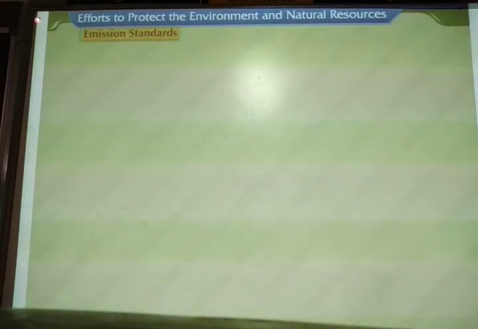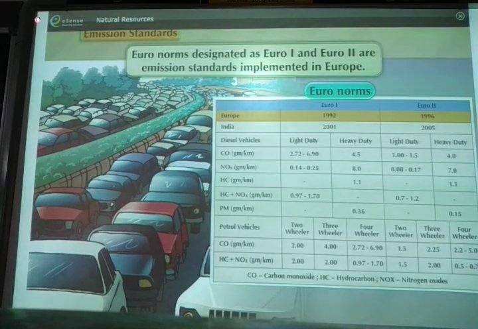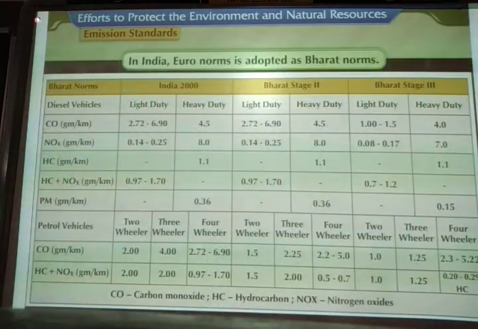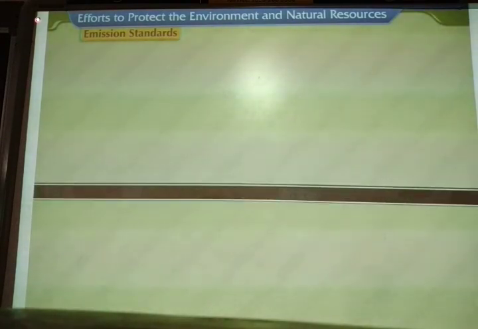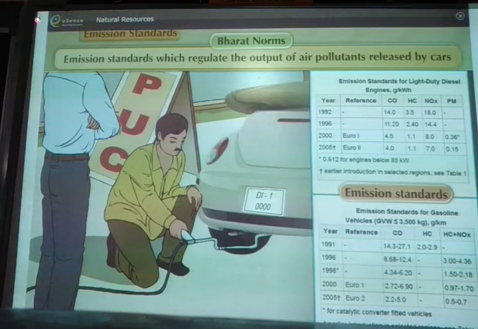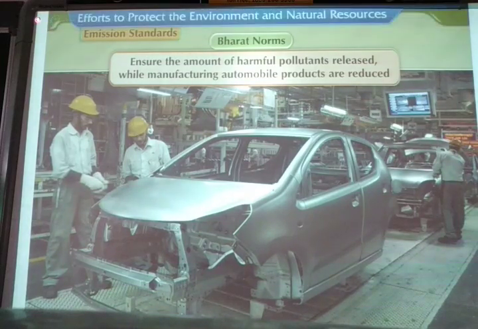Emission standards. Euro norms designated as Euro 1 and Euro 2 are emission standards implemented in Europe. It states permissible emission levels for both petrol and diesel vehicles. In India, it is adopted as Bharat norms. Bharat norms are emission standards which regulate the output of air pollutants released by cars. They also ensure that the amount of harmful pollutants released while manufacturing automobile products are reduced.